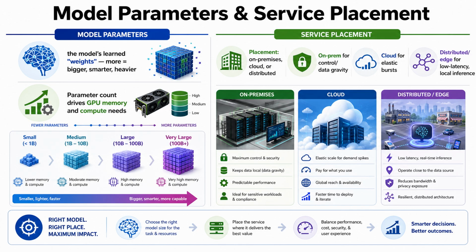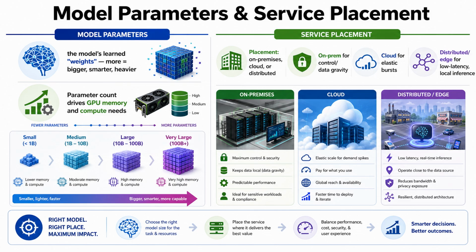Small, under 1 billion parameters. Low memory, light compute. Medium, 1 to 10 billion. Large, 10 to 100 billion. Very large, 100 billion and up. Massive memory, massive compute. So when someone says a 70 billion parameter model, your brain should instantly translate that to, that's going to need a serious pile of GPU memory just to load. Parameters are your shorthand for how heavy the model is.